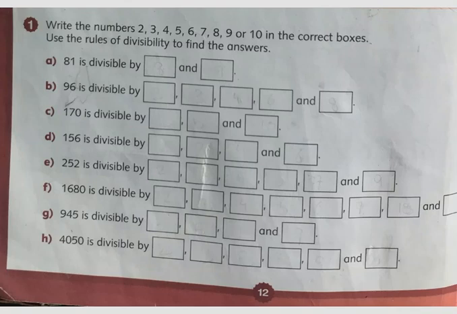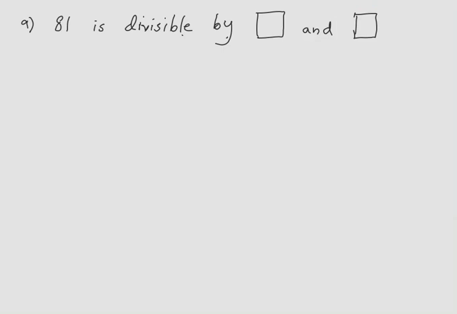Here we have question number 1, and that is: 81 is divisible by dash and dash. So we have to find both of them. Check all of the rules which you learned. Okay, let me solve question number 1.